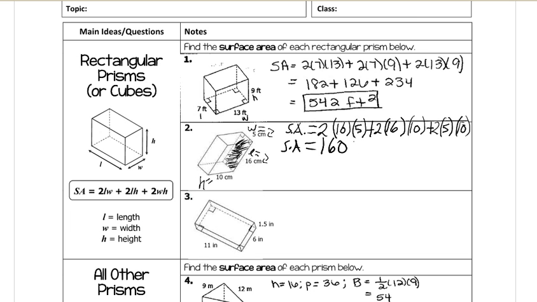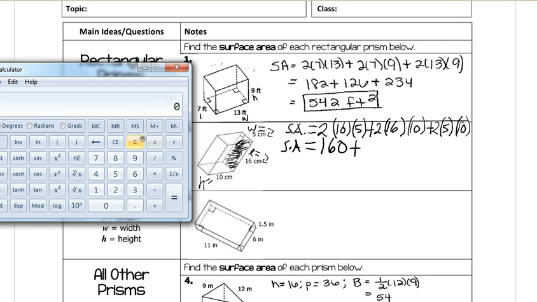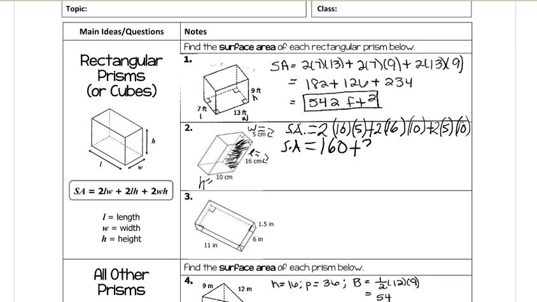Now we do the next one. Plus, let's clear it out. We have 2 times 16 times 10 equals 320. So we have 320 here. Plus, let's see, that's 5 and 10, right? 5 times 10 is 50, so that's 100.